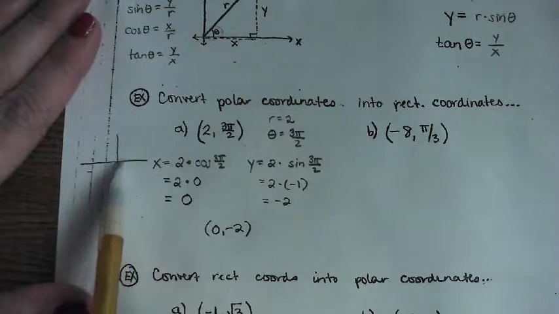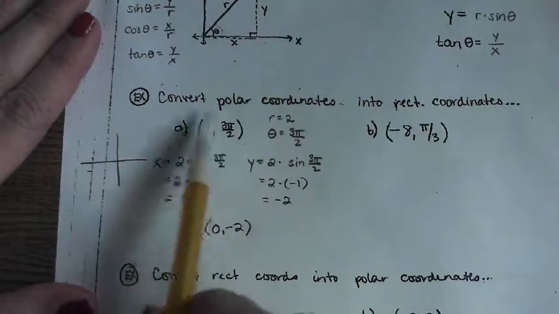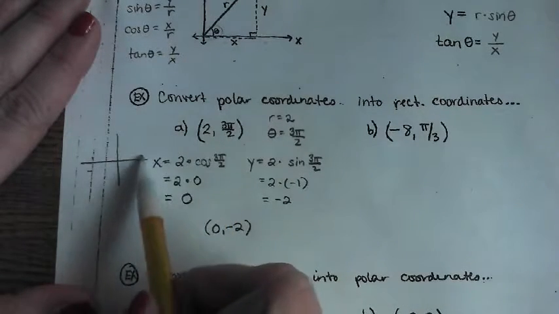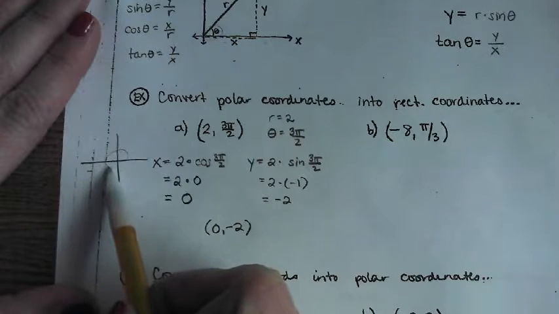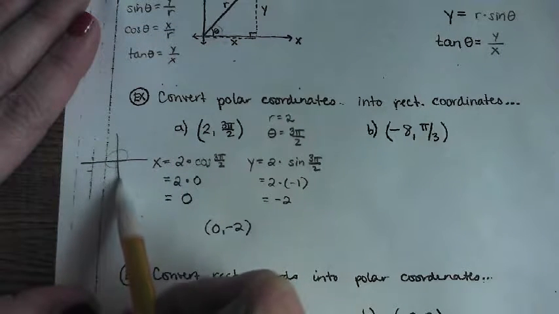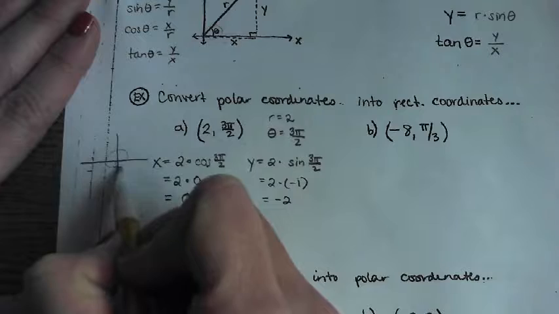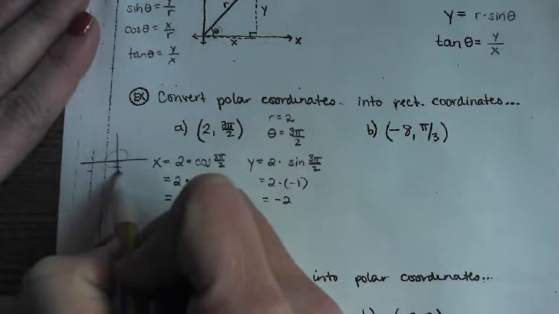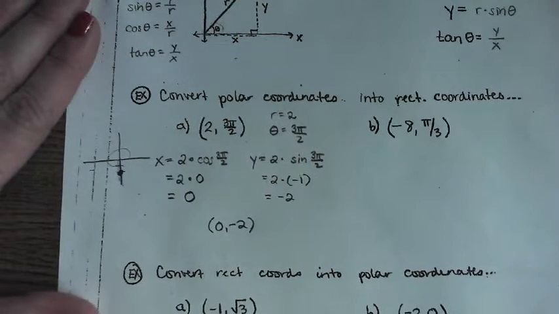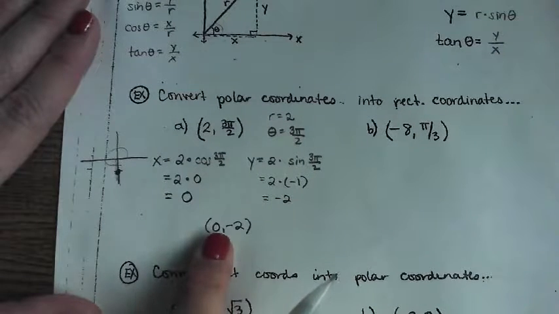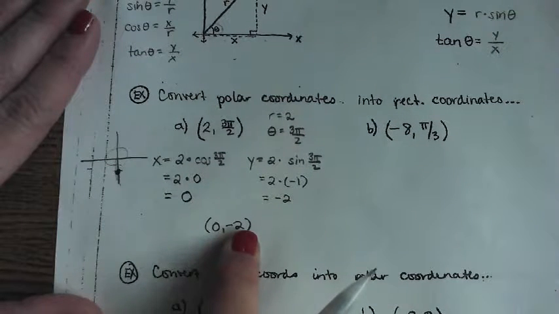Now if I do a quick sketch in the polar coordinate system, think about opening up to a theta of 3 pi over 2, which would be this terminal ray, and a radius of 2. Puts you right there. We can all agree that that is, in fact, the point 0, -2. Okay?